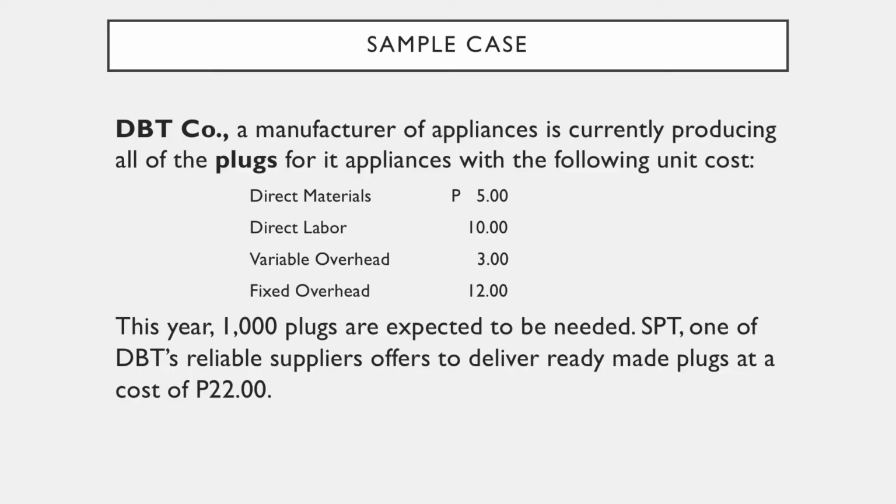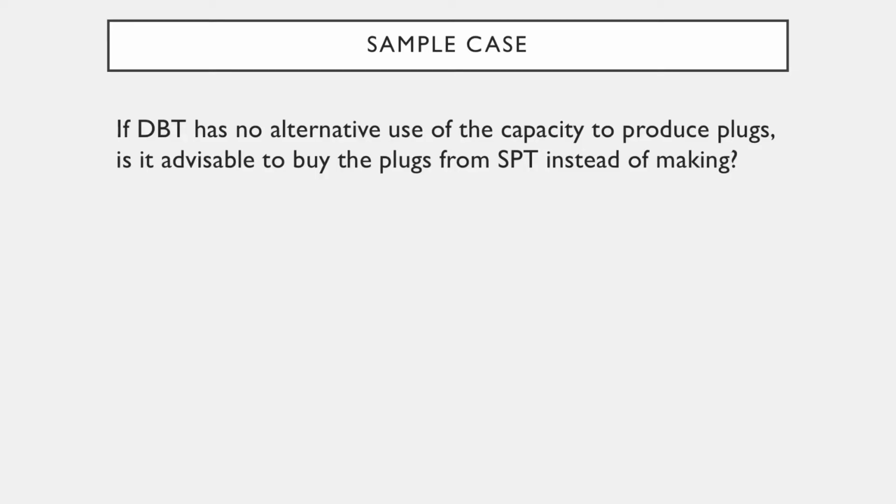SPT, one of DBT's reliable suppliers, offers to deliver ready-made plugs at a cost of 22 pesos. If DBT has no alternative use of the capacity to produce plugs, is it advisable to buy the plugs from SPT instead of making? In this case, we are going to compare the relevant cost of making versus the relevant cost of buying. Let's start with the make option.